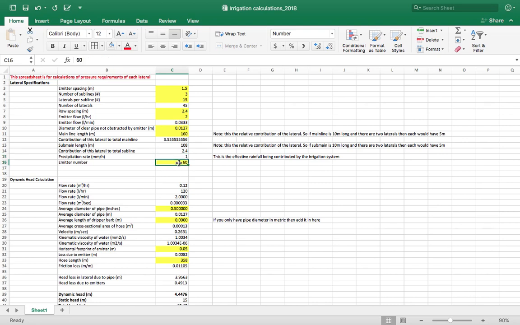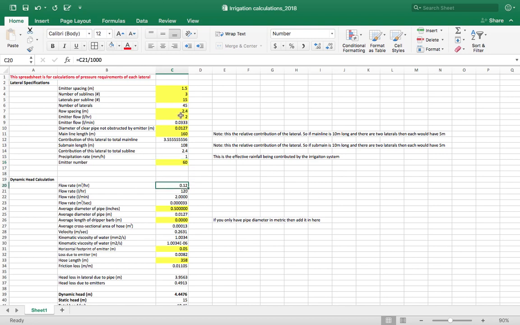Total emitter number is the number of laterals multiplied by, no, this is the number of emitters per lateral, isn't it? In our case, each lateral is going to be about 60 meters long with 60 vines. So I've just put 60 in there. That might change though, depending on your system. So that's the number of drippers on each lateral. So I've put there's 60 drippers on the lateral.